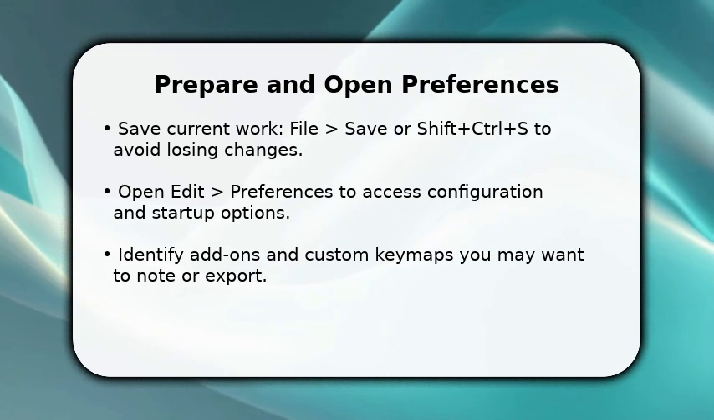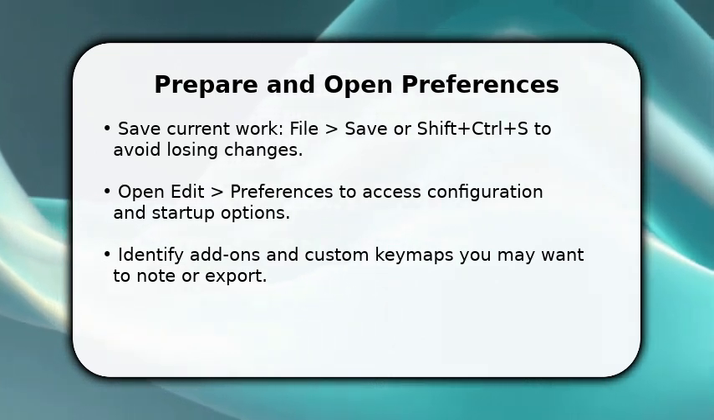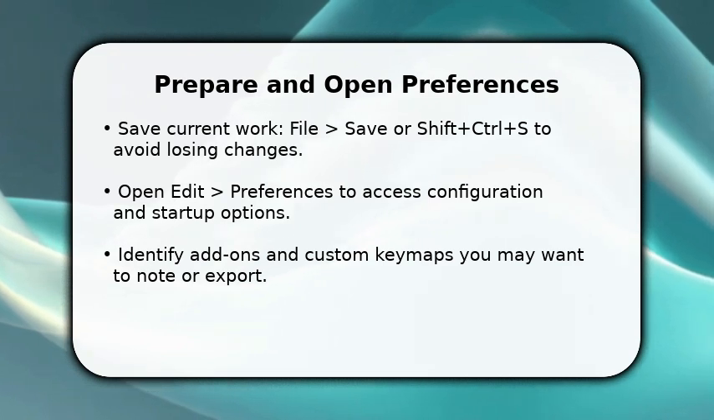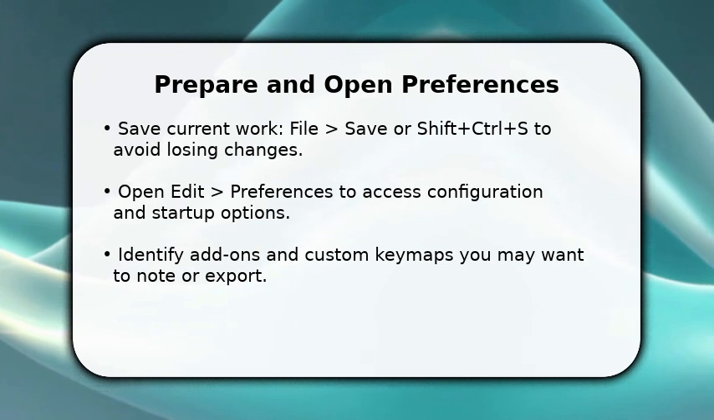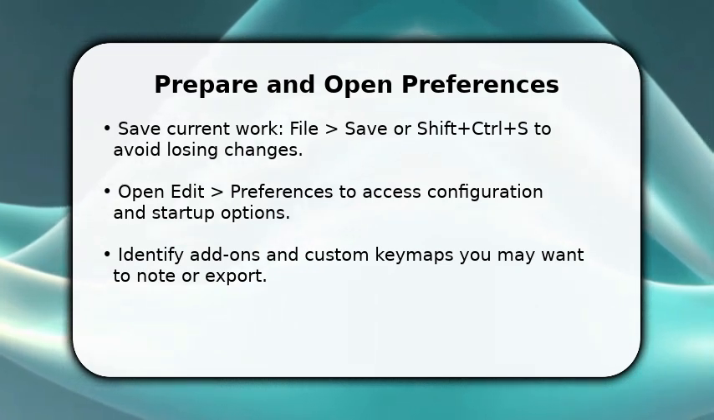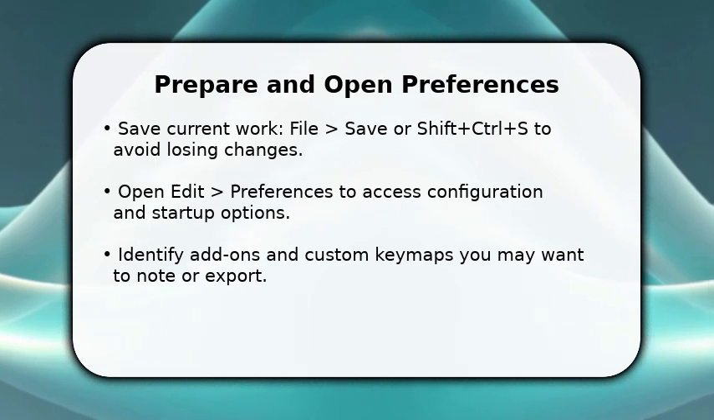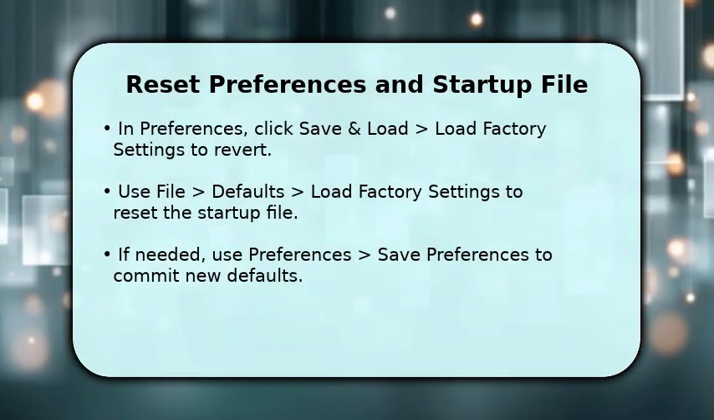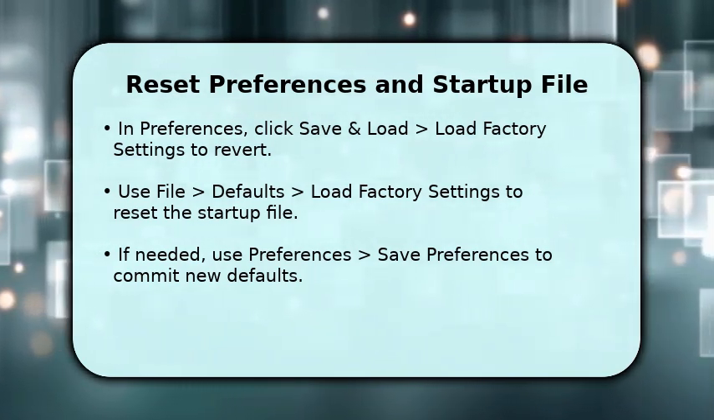This first step keeps you safe and focused, and it gives context for why the reset will change how Blender behaves after you finish. Now you perform the core reset. In Preferences, choose Load Factory Settings to restore default UI, keymaps, and add-ons. This removes custom tweaks. Next, go to File, Defaults, and Load Factory Settings to reset the startup file so opening Blender returns to stock layout.